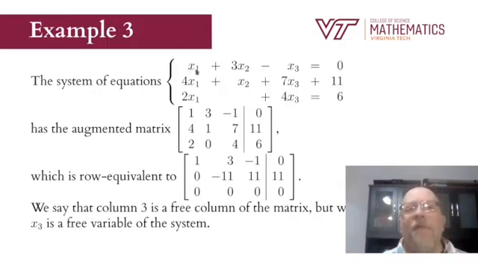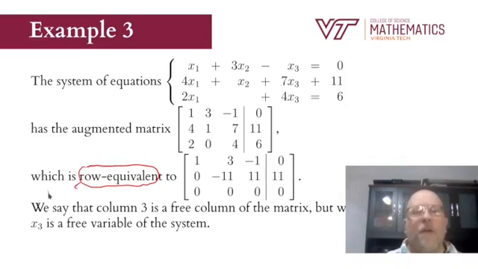I have this system of equations here. And this is the augmented matrix for the system. The top row is 1, 3, negative 1, 0. Then the second row is 4, 1, 7, 11. And the bottom row is 2, 0, 4, 6. If we row reduce this, when we say that something is row equivalent, that means the second matrix is a row reduced version of the first. This just means that row reduction has occurred.